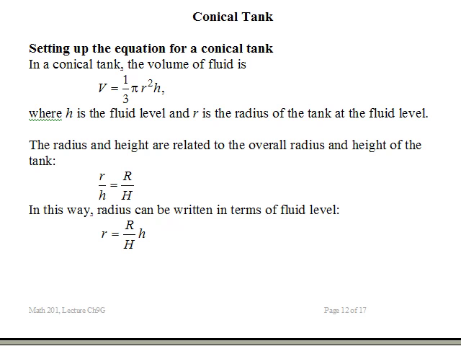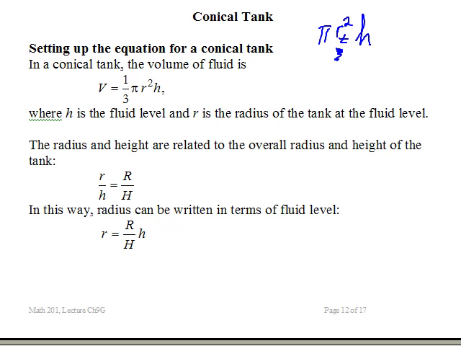When we drained the cylindrical tank, the volume included the radius of the tank squared, pi, radius of the tank squared times the height of the fluid. The radius of the tank was part of the tank and it never changed. When you get to the conical tank, you have to use this other trick, and here's the idea.